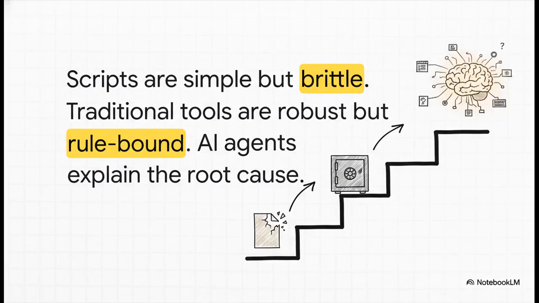And this diagram just breaks down that evolution perfectly. You start with basic scripts, which are simple, sure, but they break super easily. Then you have the traditional tools, which are way more robust but still bound by rules. But then you add AI agents. This new layer doesn't just find logs, it understands context, it connects the dots between events, and it can even explain the root cause to you. It's a total game changer.